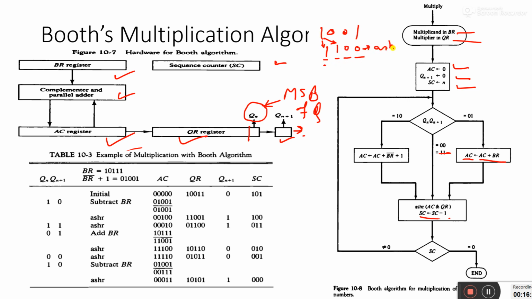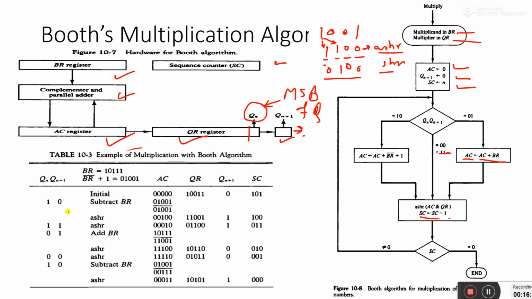In normal shift right operation, I will just append a 0 here. Means I will do it as a 0 0, then 1, and then I will put a 0 here. Okay, so that is the difference between the arithmetic shift and shift right operation.